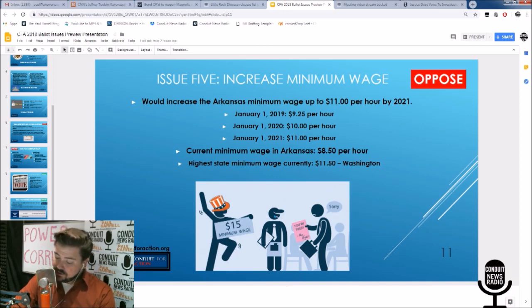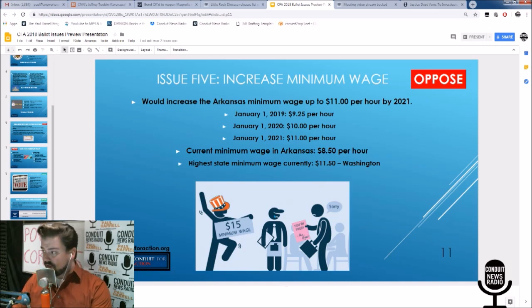It would go like this. In January 2019, it'd go to $9.25 an hour. January 2020, it goes to $10 an hour. And January 2021 would go to $11 an hour. The current minimum wage in Arkansas is $8.50 per hour. The highest state minimum wage currently is $11.50 in the state of Washington. This is a terrible idea.